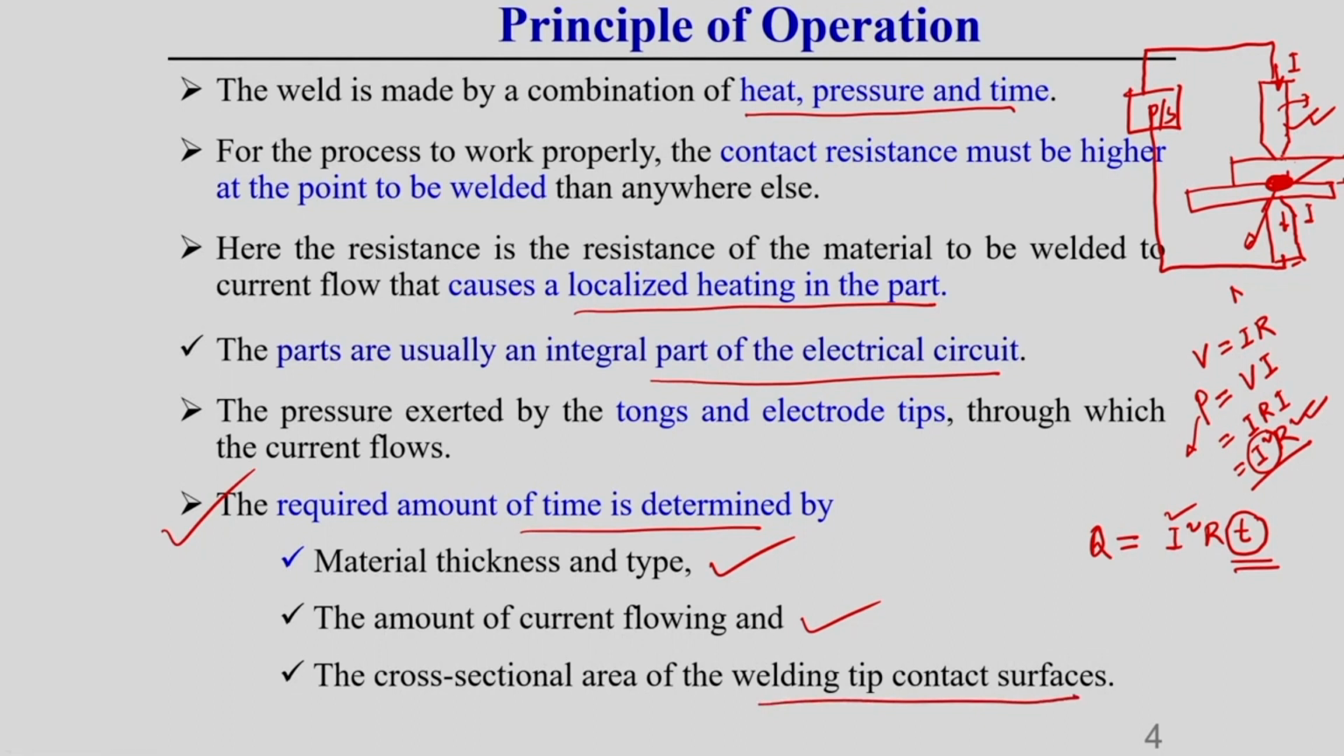The welding tip contact surface means the welding electrode tip with the workpiece, that is, the electrode tip diameter. This is called the electrode. Here I am drawing the electrode a little bigger. The electrode has a tip, and this tip has a circular cross section. So the cross-sectional area of the welding tip also affects the time required during this heat generation. I will discuss this in a subsequent slide in detail.